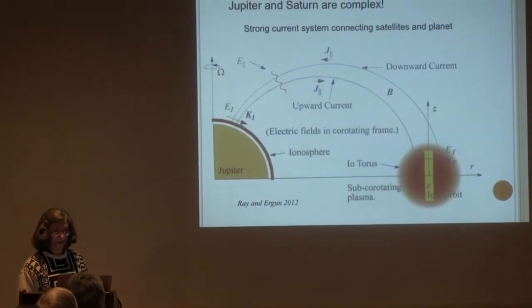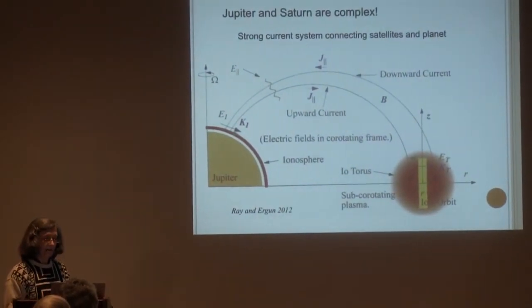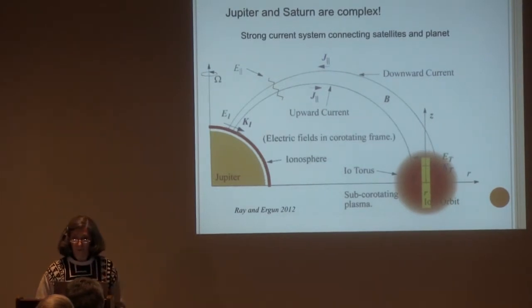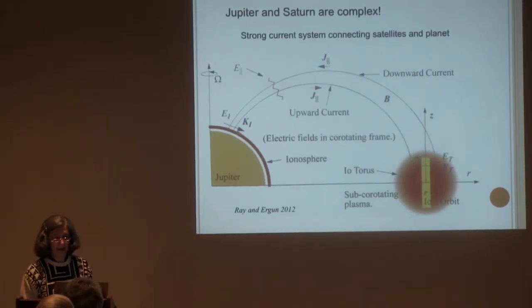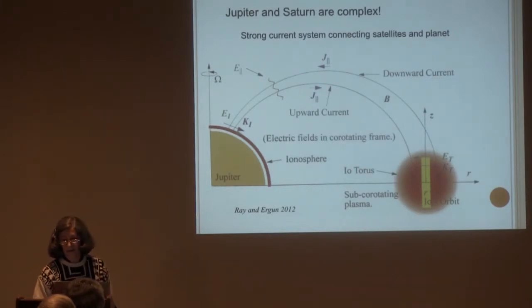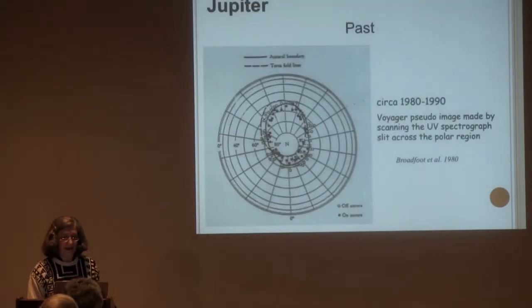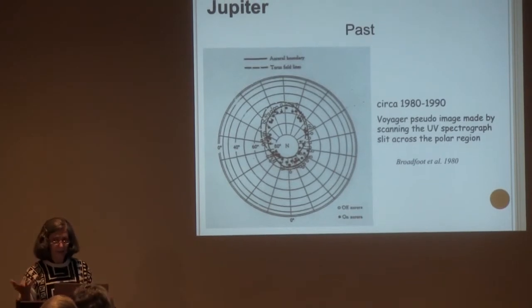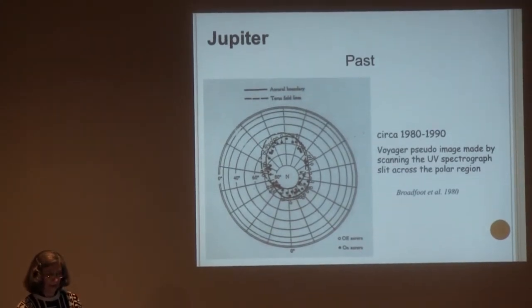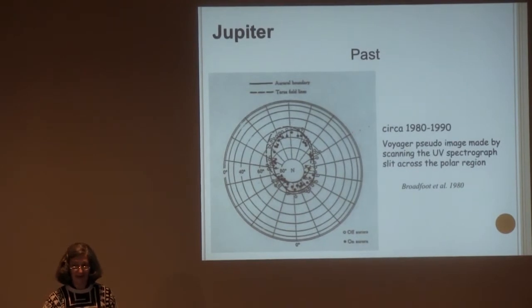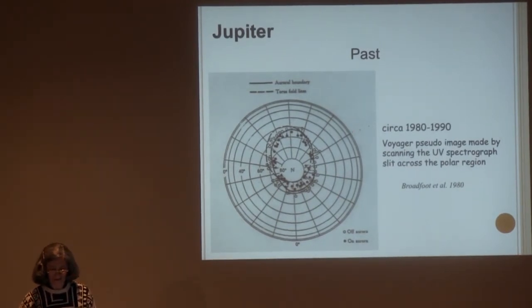And another beautiful diagram from Ray and Ergen that Fran talked a little bit about is that Jupiter and Saturn are very complex because they have strong internal sources, they have strong current systems connecting the satellites and the planet, and that creates a lot of interesting effects. So the reason I deduce that there haven't been many Jupiter aurora talks or many planets talks in previous early Chapman conferences, Yosemite Chapman conferences, was that in 1974 and 1976, we really didn't know anything about the Jupiter aurora.